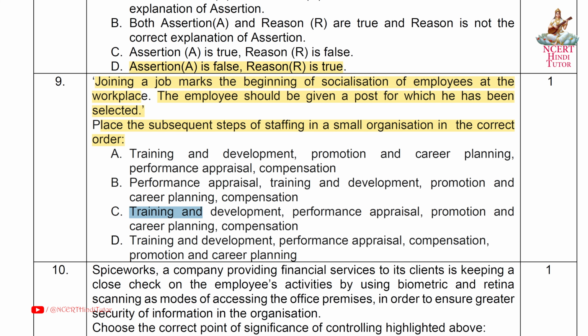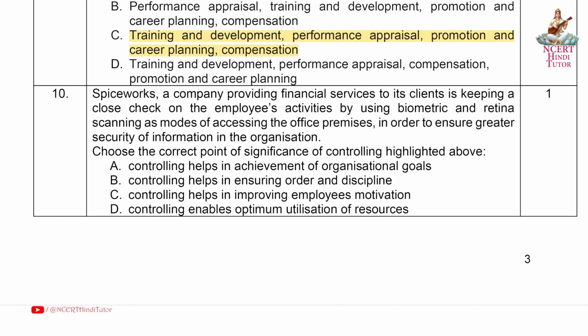Answer C. Training and development, performance appraisal, promotion and career planning, compensation. Question 10. Spiceworks, a company providing financial services to its clients, is keeping a close check on the employees' activities by using biometric and retina scanning as modes of accessing the office premises in order to ensure greater security of information in the organization. Choose the correct point of significance of controlling highlighted above. Answer B. Controlling helps in ensuring order and discipline.